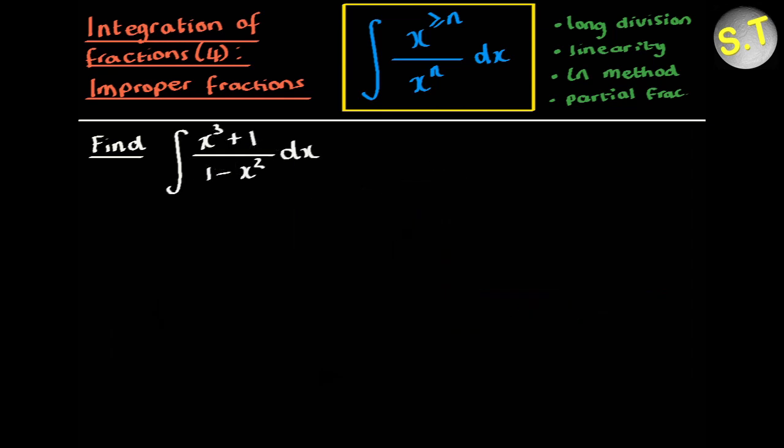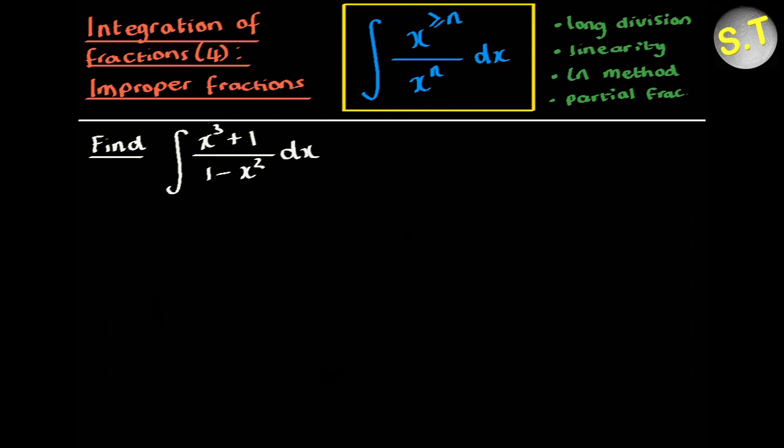Okay, so in our second example, we're asked to find the integral, or the antiderivative, of x cubed plus 1 divided by 1 minus x squared with respect to x. And this looks similar to our previous example, however we just need to use some simple algebra tricks in order to simplify it down a bit more.